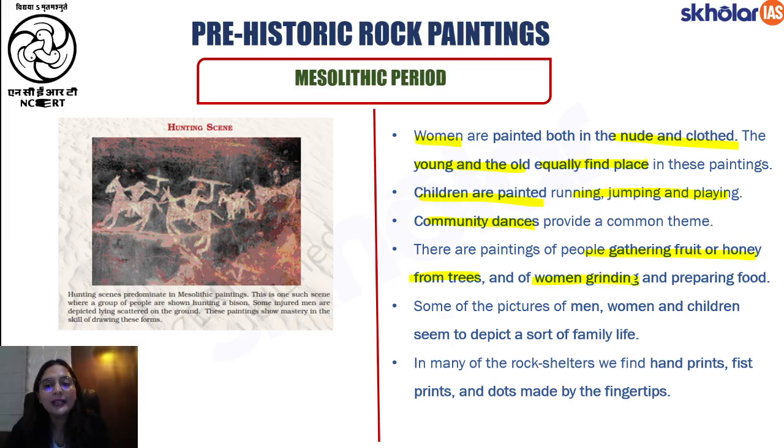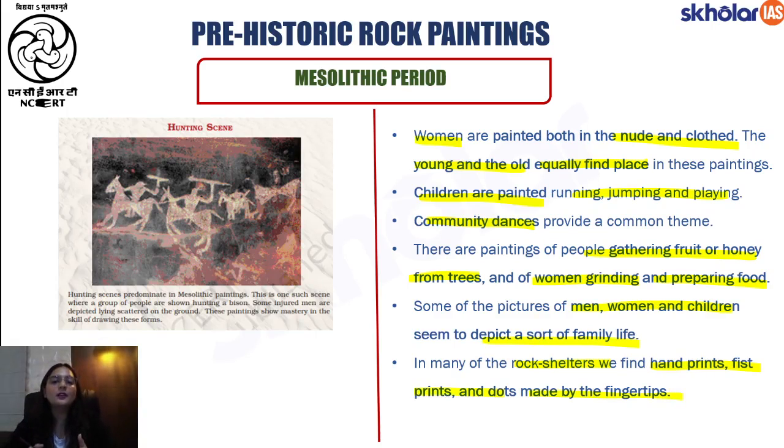Women are found grinding and preparing food. Also, students, some of the pictures have men, women, and children, which depict sort of a family life. Herein, students, we must also know that in many rock shelters, there are findings of handprints, fist prints, and dots which were made by fingertips.